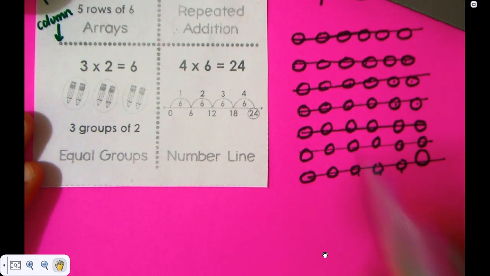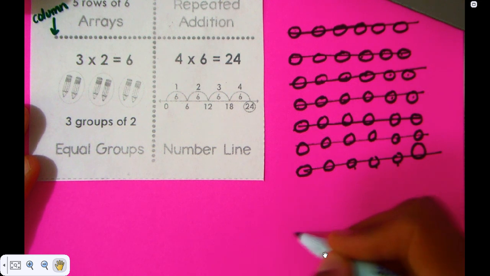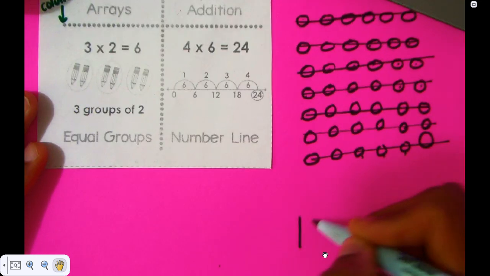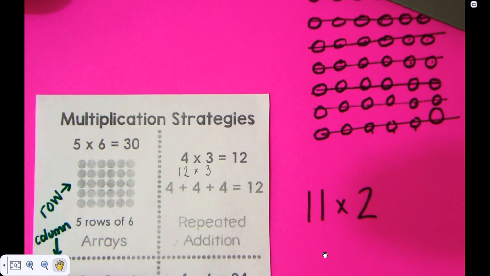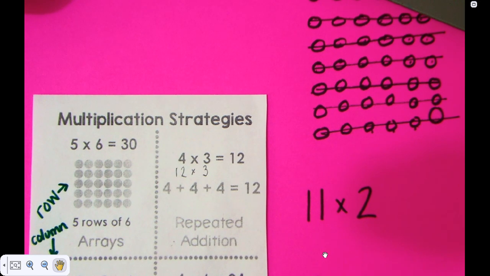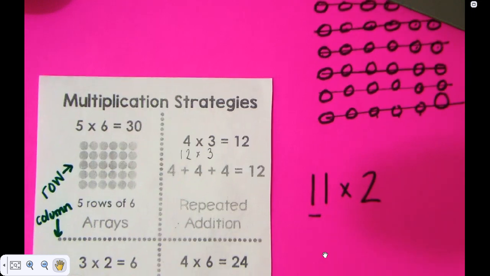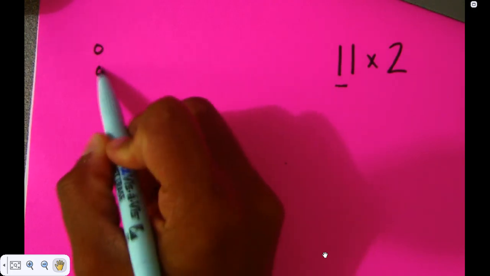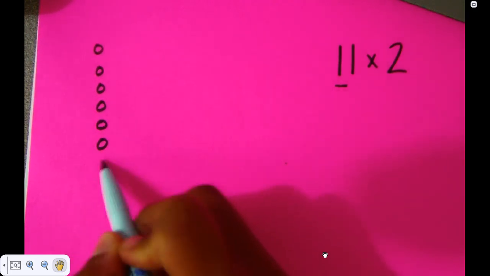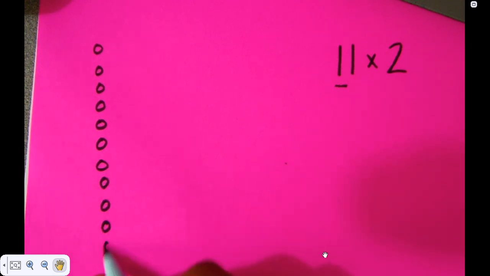So let's do something like 11 times 2. The first thing that I want to think about again is I need to make some rows. And here it's telling me 11 rows. Or I could do 2 rows of 11. I'm just going to start with the number that I have here, so I'm going to do 11 rows. And remember, rows go across like this. So this is going to be a lot. 1, 2, 3, 4, 5, 6, 7, 8, 9, 10, 11.